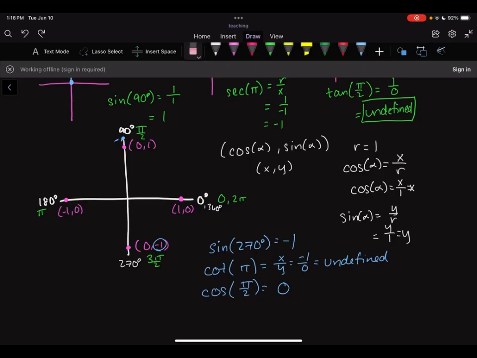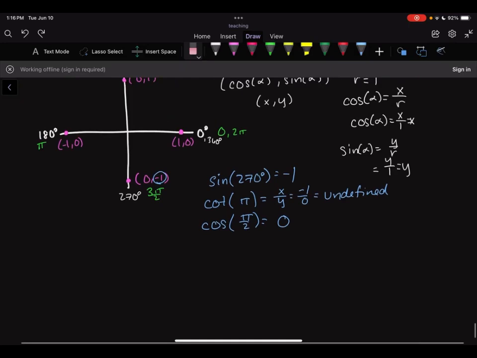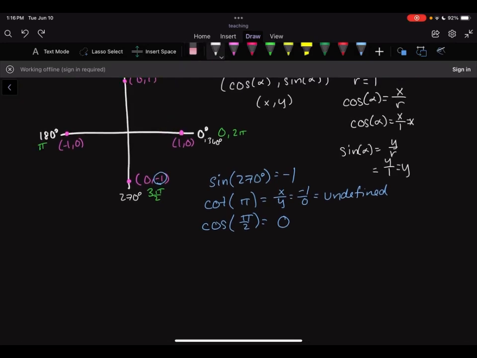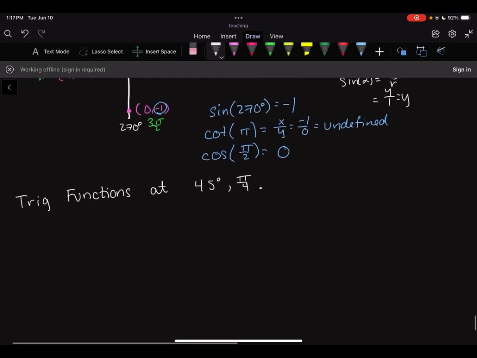Okay, let's go ahead and talk about some, maybe I could say weirder angles. They're not necessarily weirder, but they're not on the quadrant. So we're going to look basically at these that are lying inside the quadrants. So this is trig functions at 45 degrees. Remember that that's the same as pi over 4. It's just 45 degrees is the degree measure, and pi over 4 would be in radians.